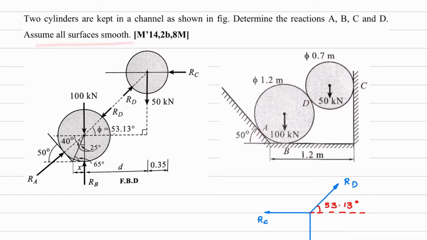Assume all surfaces smooth. So friction is not there at point B, point A, point D, and point C. This data has been given over here. If you recall the previous lecture where we saw types of support, this is a smooth support, so your reaction will be normal. Everywhere, on this side there will be a reaction, on this side there will be a reaction, and at point C this will be the reaction.